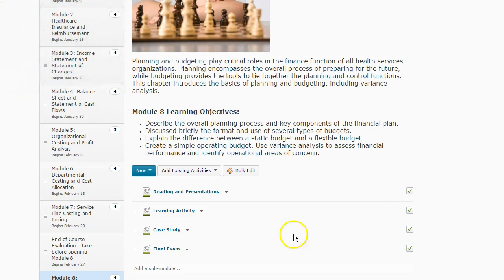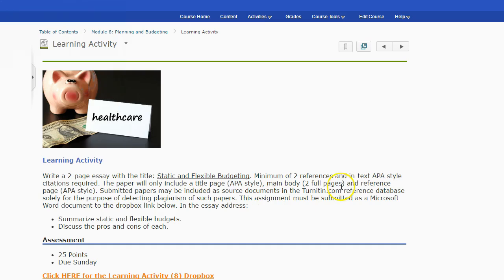The budgeting process is really important. We have our normal readings and presentations. We have our learning activity this week. The learning activity will be another paper, and you'll be just doing about static and flexible budgeting. So let me go back to our module here.